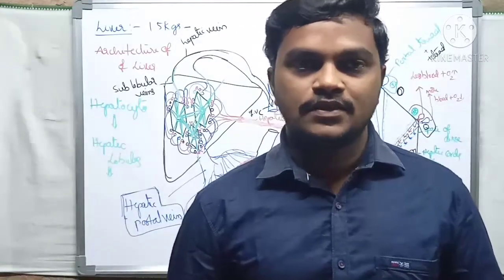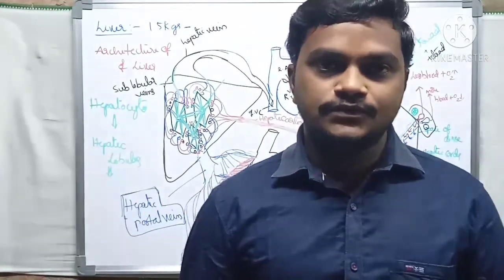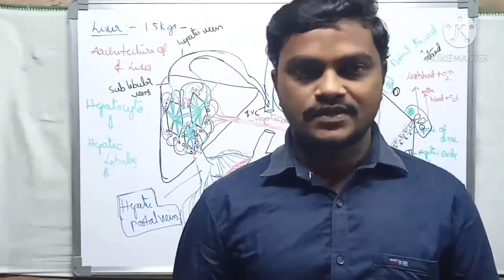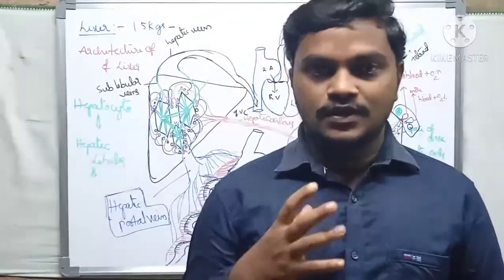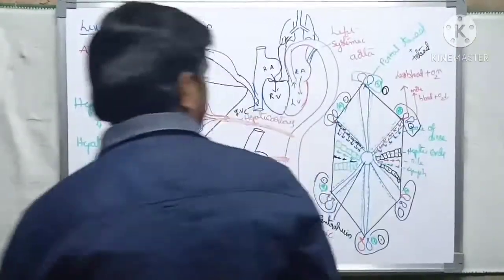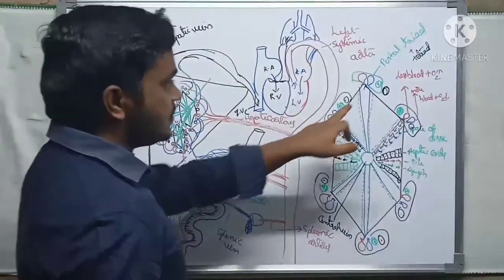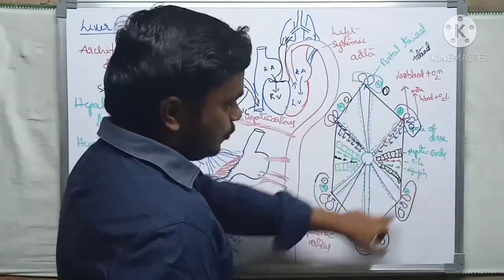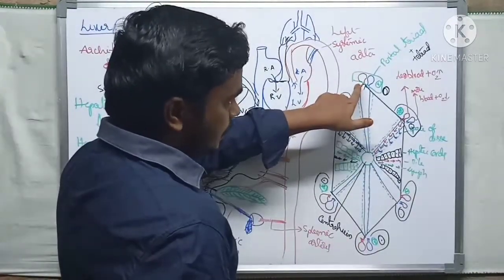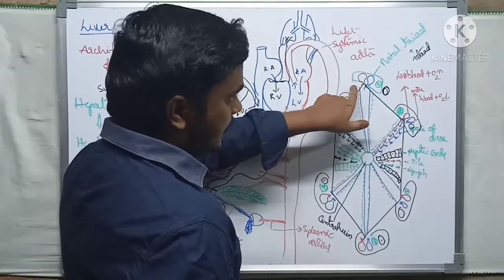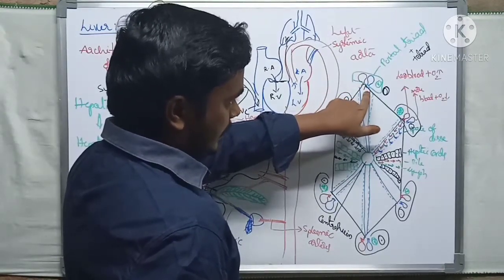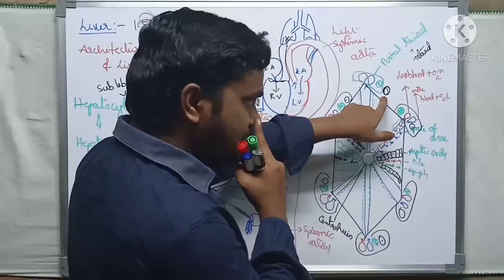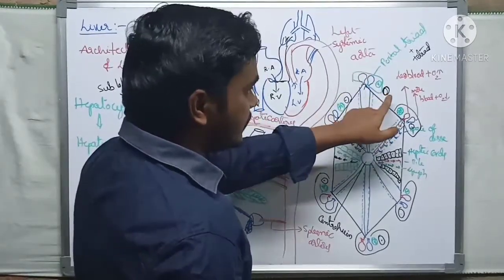Dear students, in this video we are going to discuss the continuity of architecture of circulation of the liver. In the previous class we discussed the different portal channels of the hepatic lobules: the hepatic artery, portal vein, bile duct and also some lymph vessels. So these are the portal tetrads.